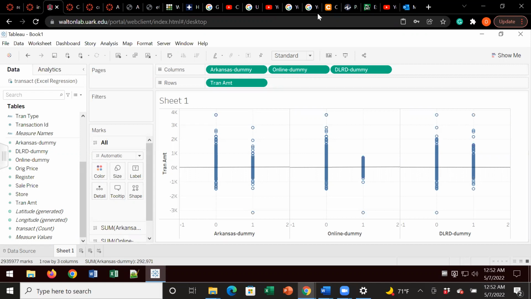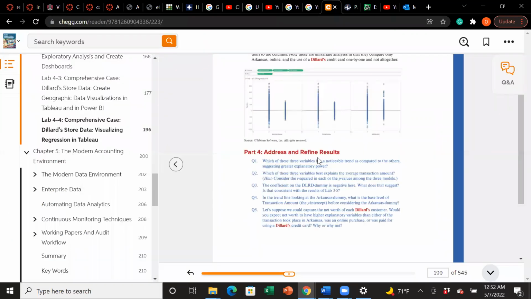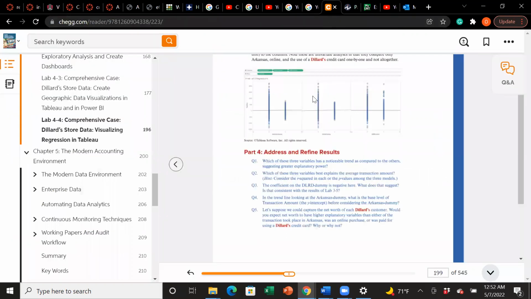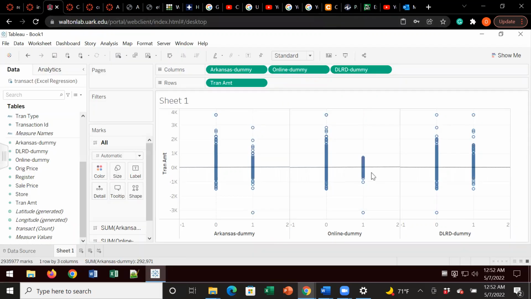But moving on to the questions: which of these three variables has a noticeable trend as compared to the others, suggesting greater explanatory power? Looking at all three of these, I would say the online dummy has a noticeable trend compared to the others, because you can see the contrast between these two, and it also has a greater concentration within these lines and not as many outliers. And so I'd have to go with that one.